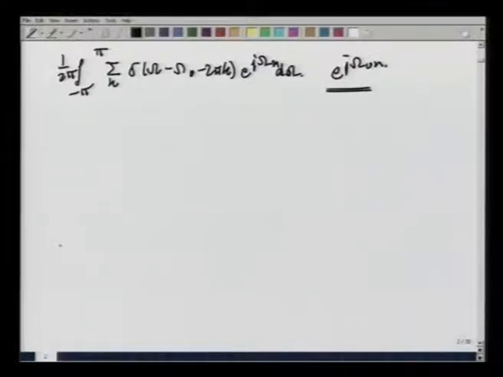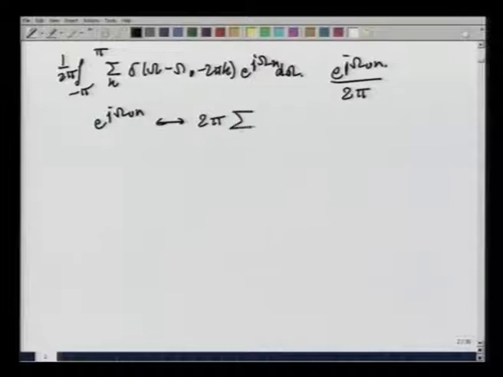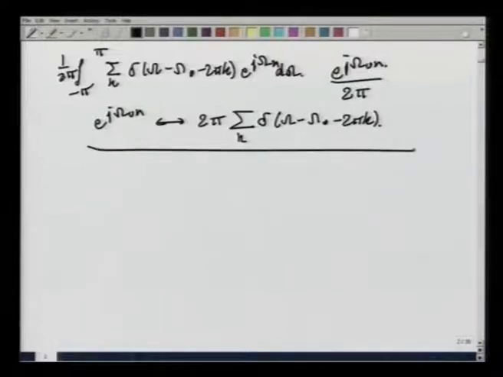In short, we can say it is actually equal to this divided by 2 pi, because there is this factor of 2 pi outside. So, we can say that e to the j omega naught n transforms to 2 pi summation over all k delta of omega minus omega naught minus 2 pi k. So, this is another Fourier transform pair for a periodic signal, a periodic complex exponential.